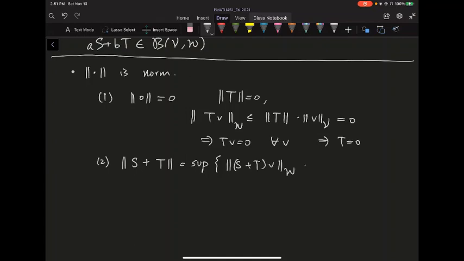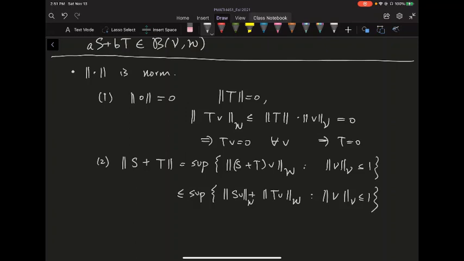Okay, that's just by definition. So here you take any V with norm less than or equal to 1. Because by the triangle inequality, you can break it into two parts: the norm of SV plus the norm of TV. Here again, V has norm less than or equal to 1.